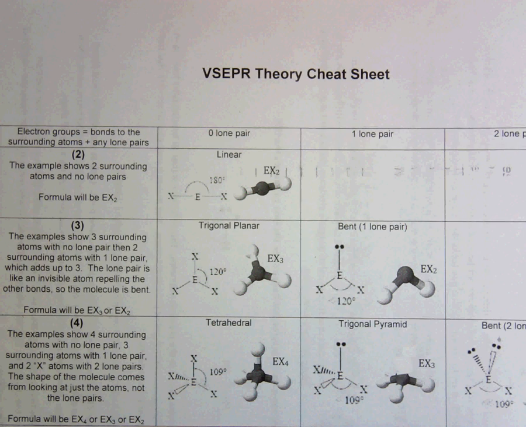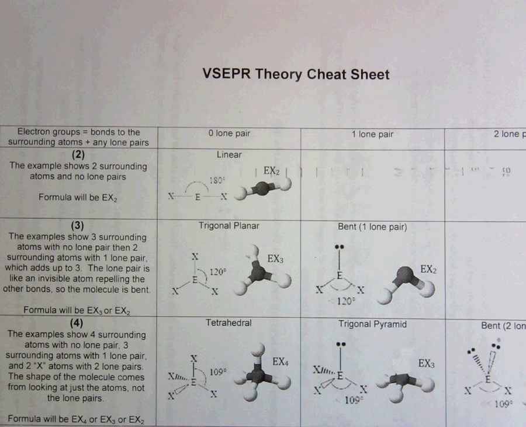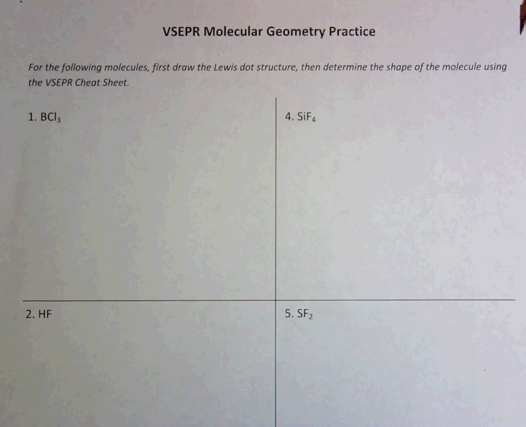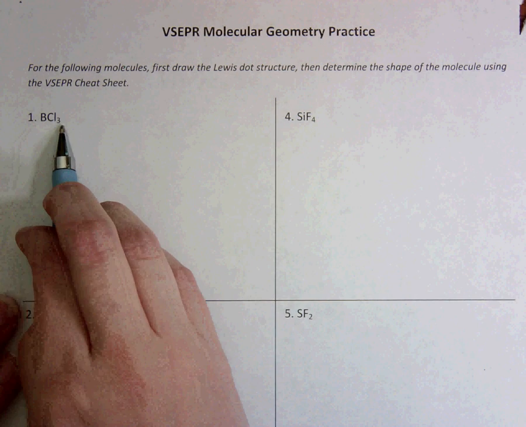It's actually not that hard. The hardest part is making the covalent bonds, which you've already done. So let me show you how this works. I'm going to make BCl3.